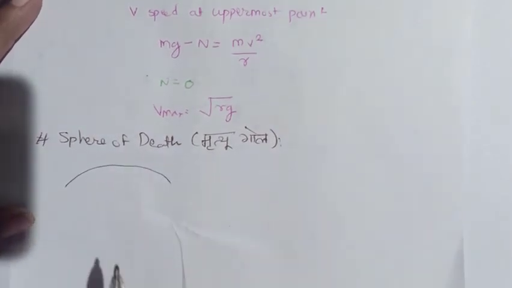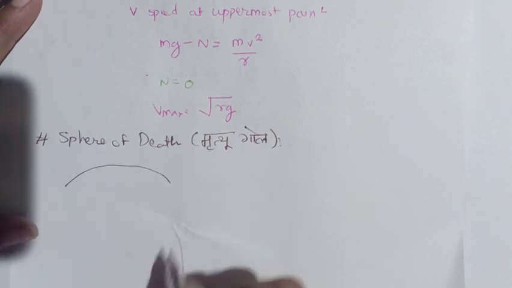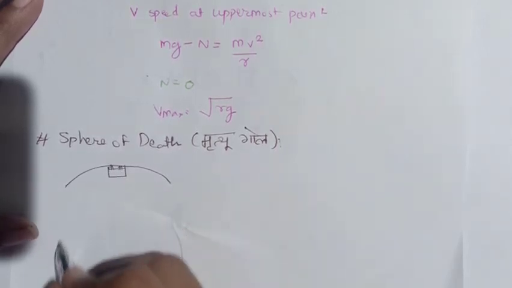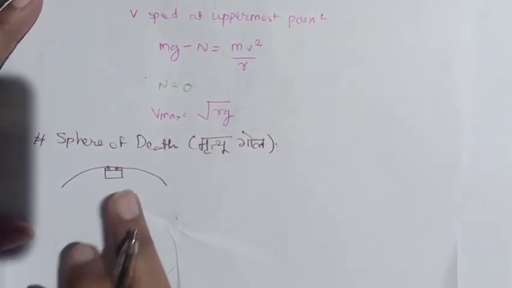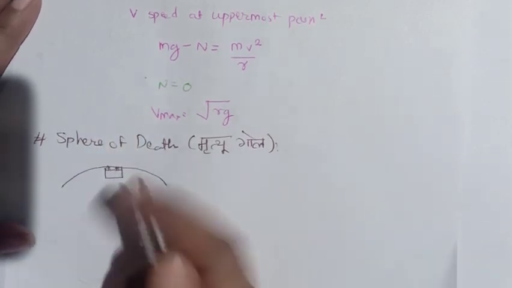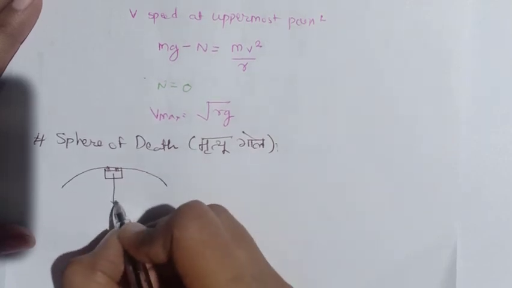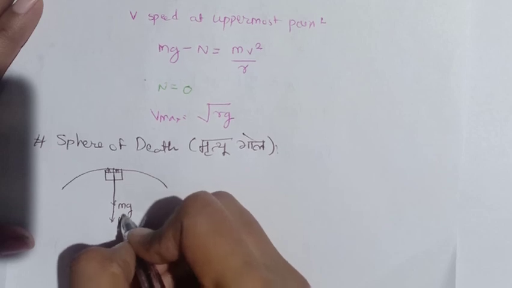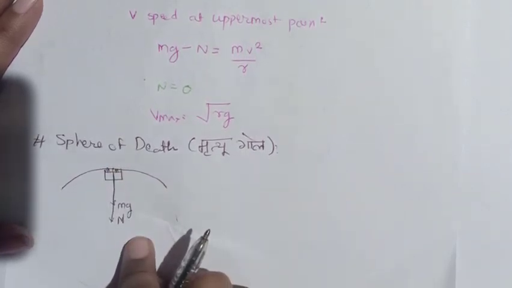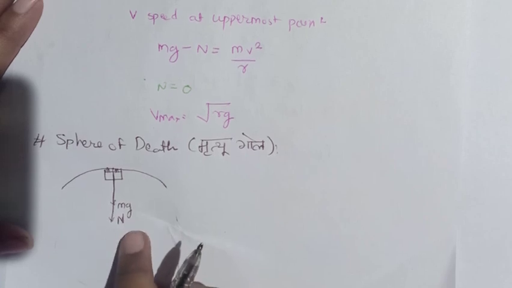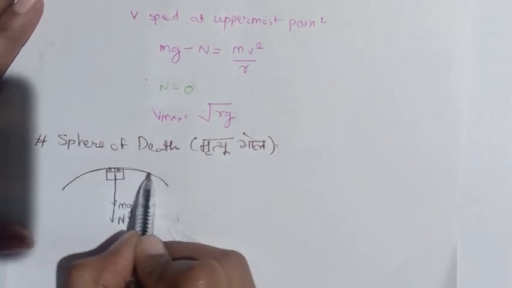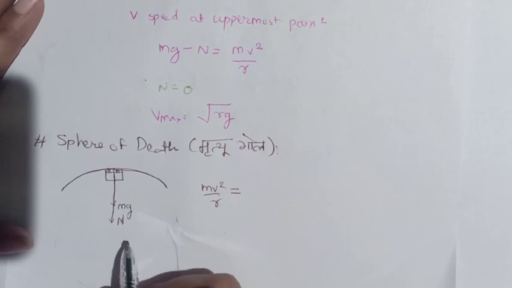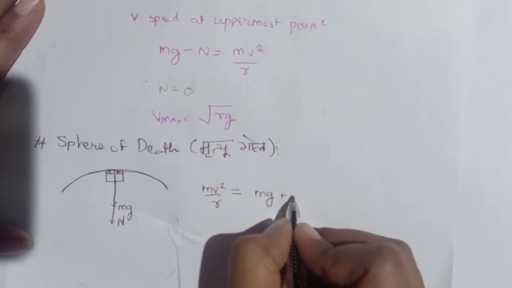Suppose this is the upper surface of your sphere, so here the rider comes to this position. In this case, tension is replaced by normal reaction because there is no string attached to this object. So mg will be vertically downward as usual, but normal is also in this direction because the surface is exerting some force, which is nothing but the normal reaction. Now your expression: the centripetal force provided in this direction, mv square by r, will be equal to mg plus normal, since both are in the same direction.